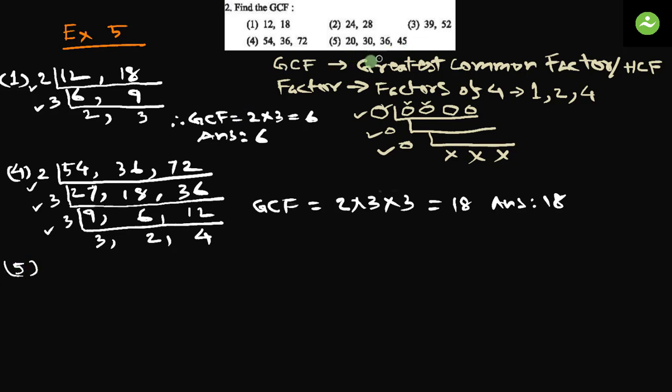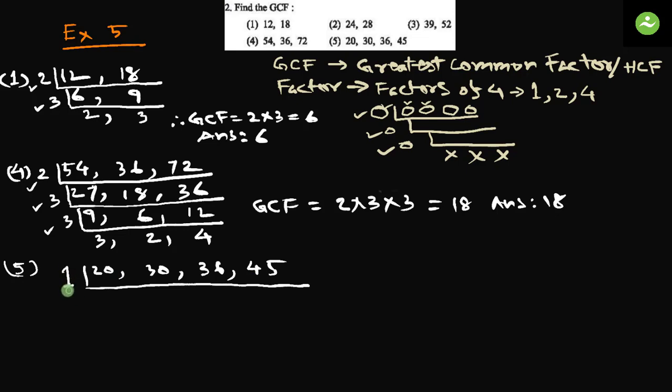20, 30, 36, 45. What divides all these numbers? 2, no. 3, no. 4, no. 5, no. 6, no. 7, no. So actually 20, no. 30, no. 36, no. 45, no. So only 1 divides all.